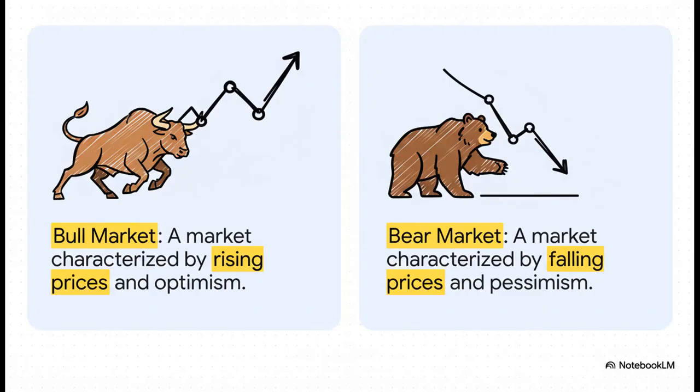These two, you've definitely heard on the news. Here's the easiest way to remember it forever. A bull thrusts its horns up, so a bull market is one where prices are rising and everyone's feeling optimistic. A bear swipes its claws down, so a bear market is when prices are falling and pessimism takes over. Bull up, bear down. Simple as that.